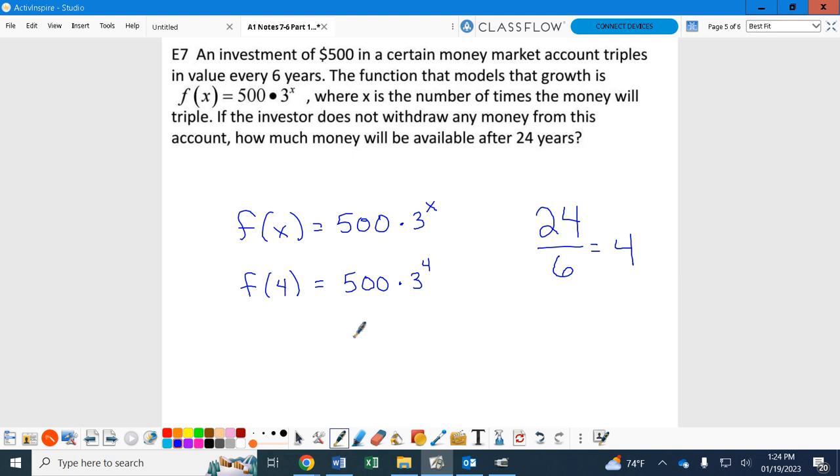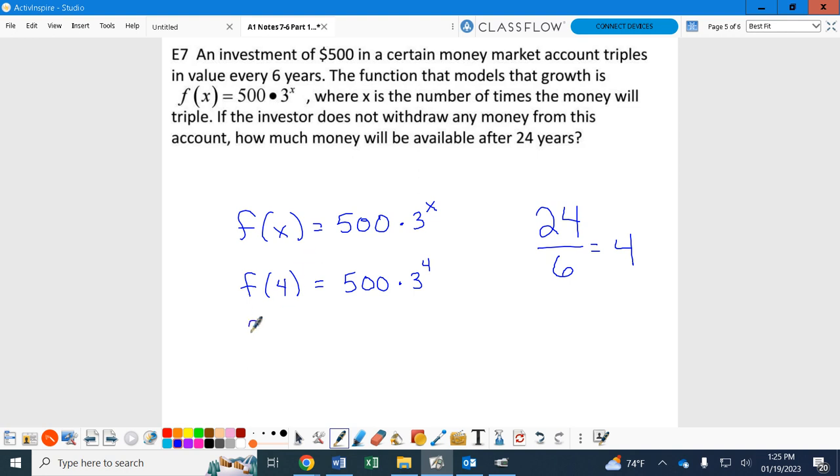Okay guys, the reason that happens: after 6 years it triples. After 12 years it does it again. After 18 years it does it a third time, and then after 24 years is the fourth time. It does it every 6 years, so it does it a total of 4 times over those 24 years.